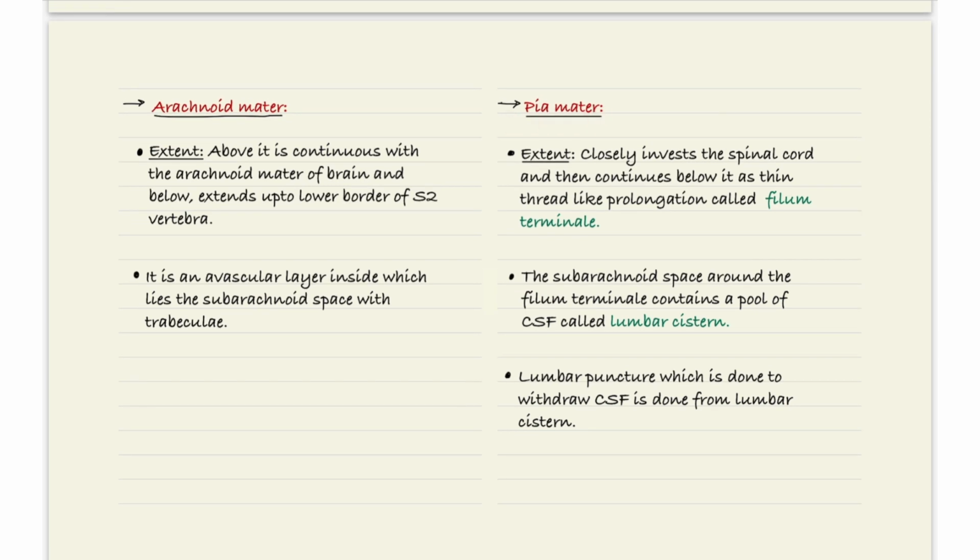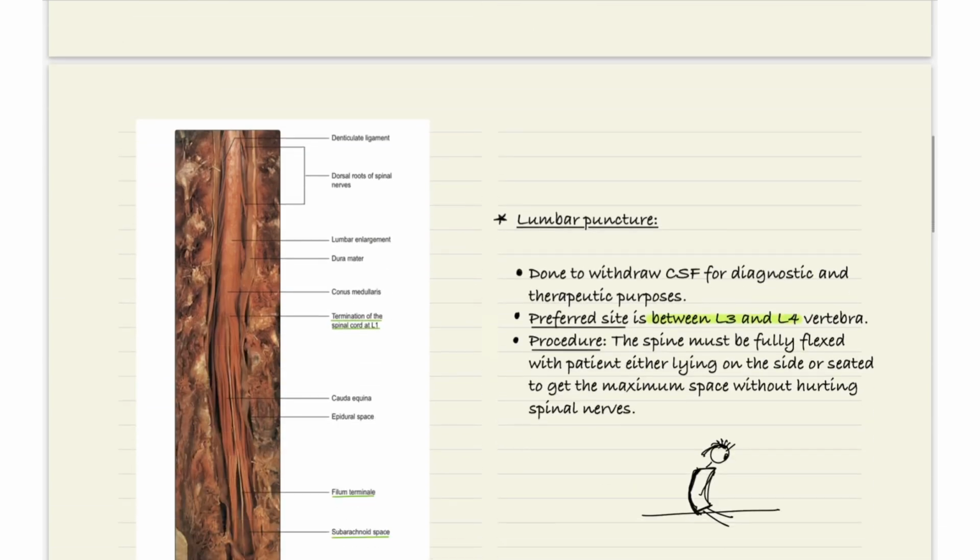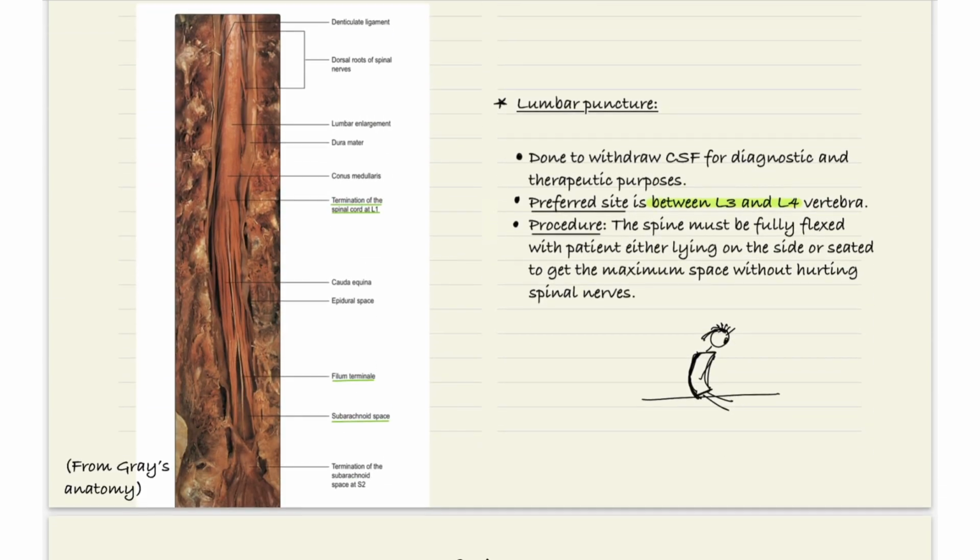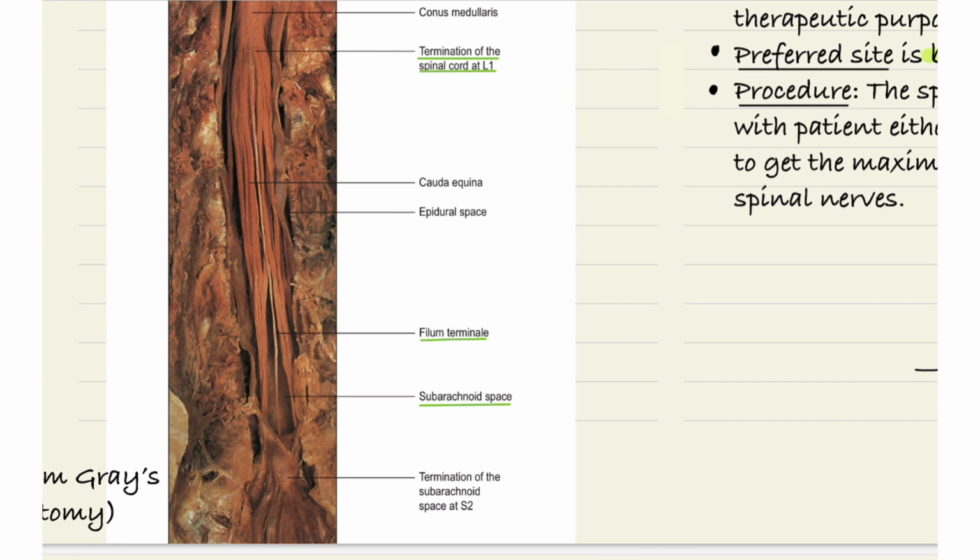Third, pia mater. Extent: it closely invests the spinal cord and then continues below it as a thin thread-like prolongation known as filum terminale. Let's concentrate on this diagram. This part is the spinal cord, and here the spinal cord terminates. So up till here, the pia mater closely invests the spinal cord. Below this, the pia mater continues as a thin thread-like structure known as filum terminale. So this white structure, which is thread-like and thin, is known as filum terminale.